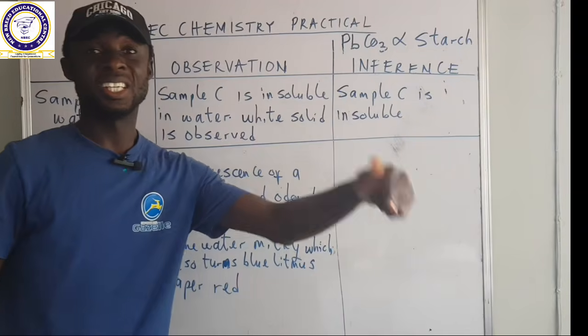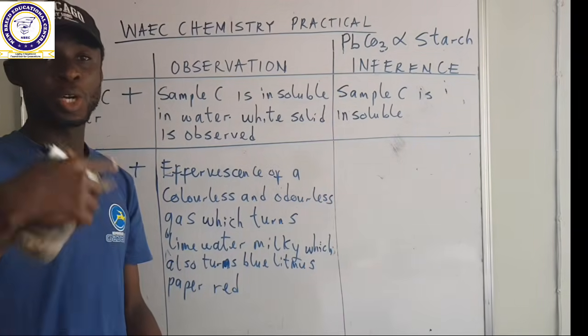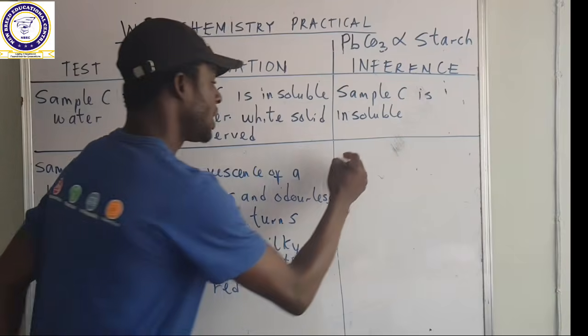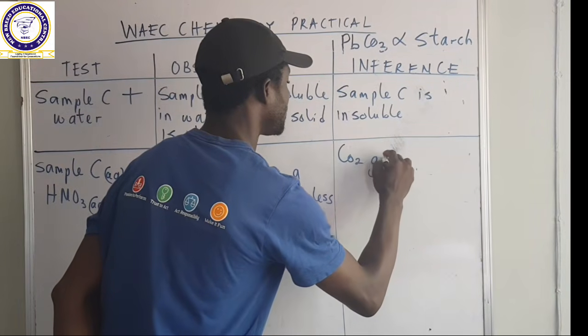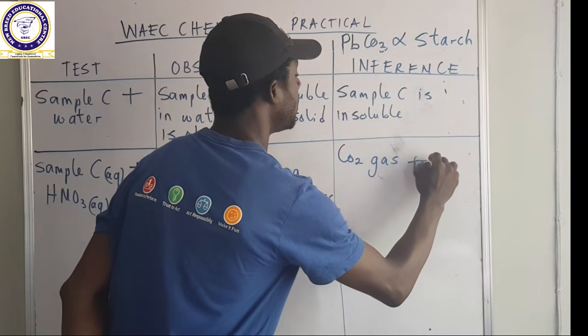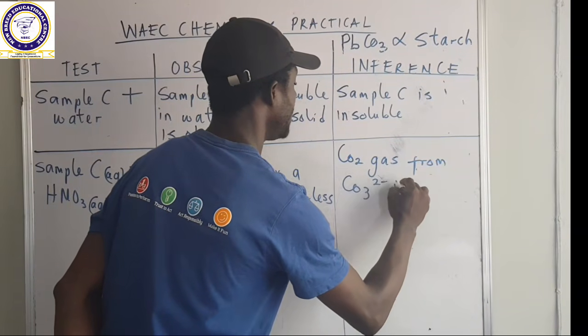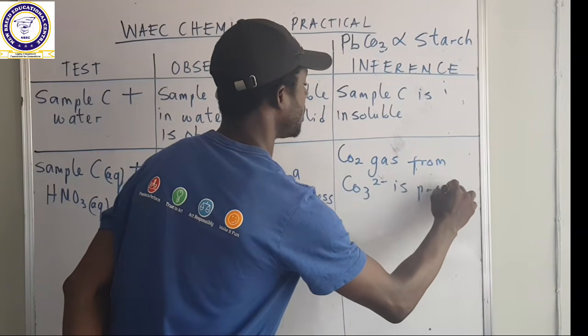Now here, what is going to be our inference? CO3 2- is present. How do you know? Because of the CO2 gas that is evolved. So we have CO2 gas from CO3 2- is present.